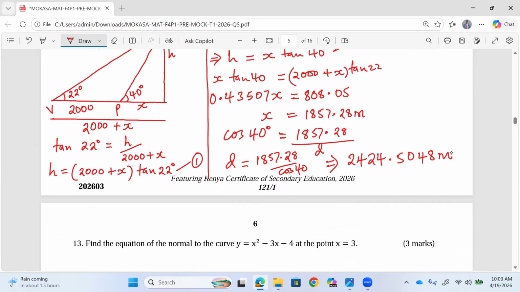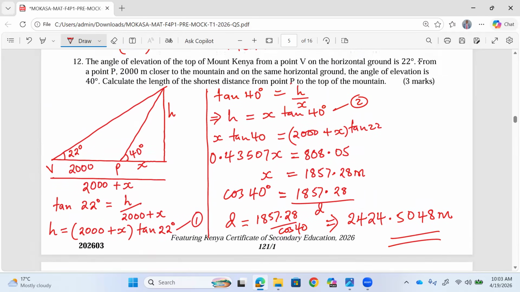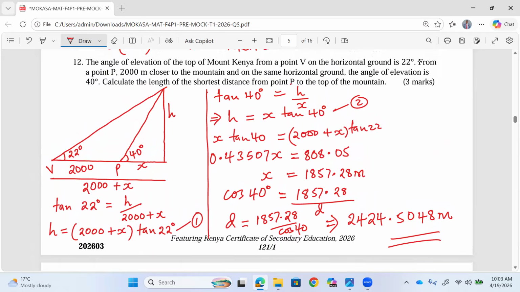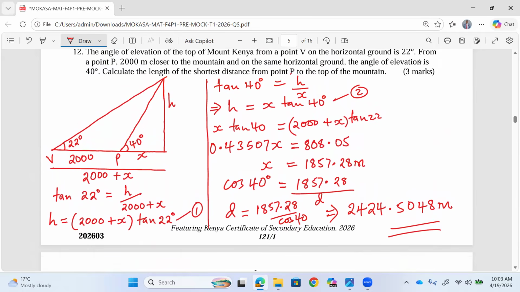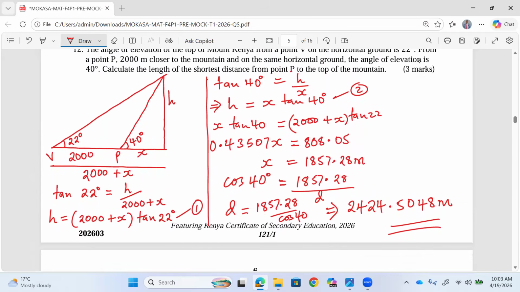24.5048 meters. So that is now the shortest distance. Yeah, the shortest distance. It's a very good question. Very, very good question. So if you've understood how to interpret angles of elevation, angles of depression, together with some basic trigonometry, they are simple trigonometric ratios.